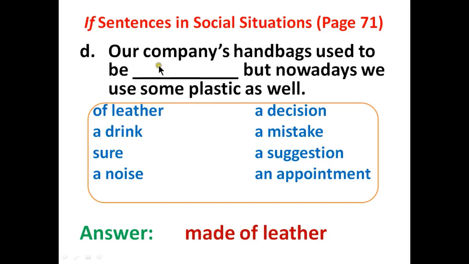Number D. Our company's handbags used to be dash, but nowadays we use some plastic as well. Now here the first part of the sentence is in passive voice, so you will use the past participle verb of make. Our company's handbags used to be made of leather. Made of leather is the answer for number D situation. But nowadays we use some plastic as well.